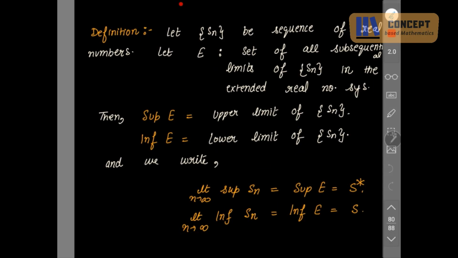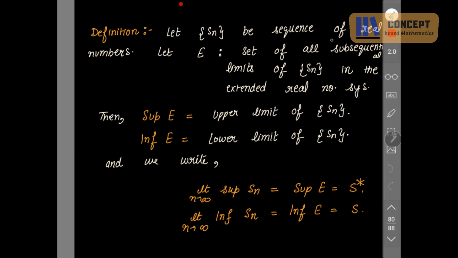The other definition is: let Sn be a sequence of real numbers, and we define E to be the set of all subsequential limits of Sn in the extended real number system. What is the extended real number system? It is the one in which minus infinity and plus infinity, these two elements, are included in the set of real numbers. So whenever plus infinity and minus infinity are included in the set of real numbers, we say that this set is the extended real number system.